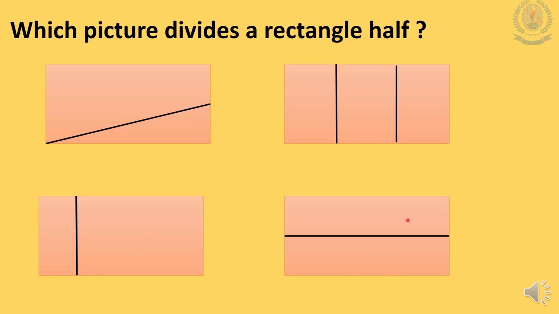Go to the fourth one. Yes, we can see this is the correct one, right? We can see the shape and the size are both equal, right? So you can select the last one as the rectangle divided in half. Understood?